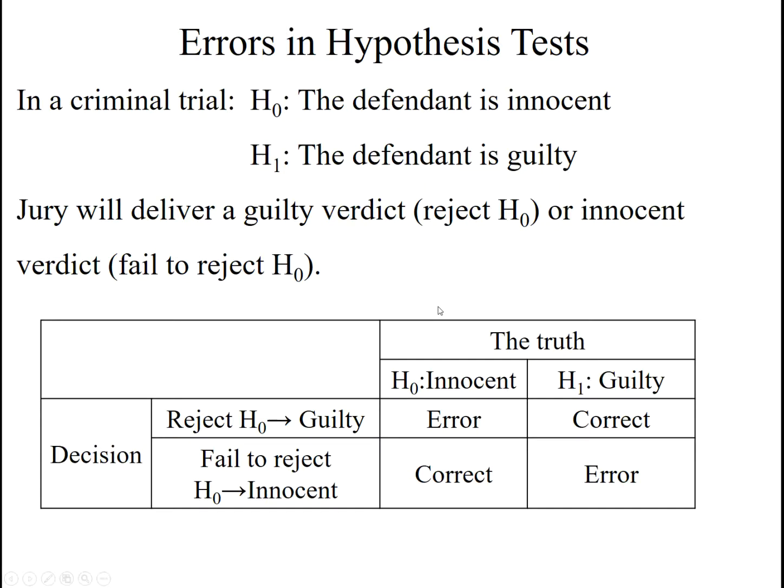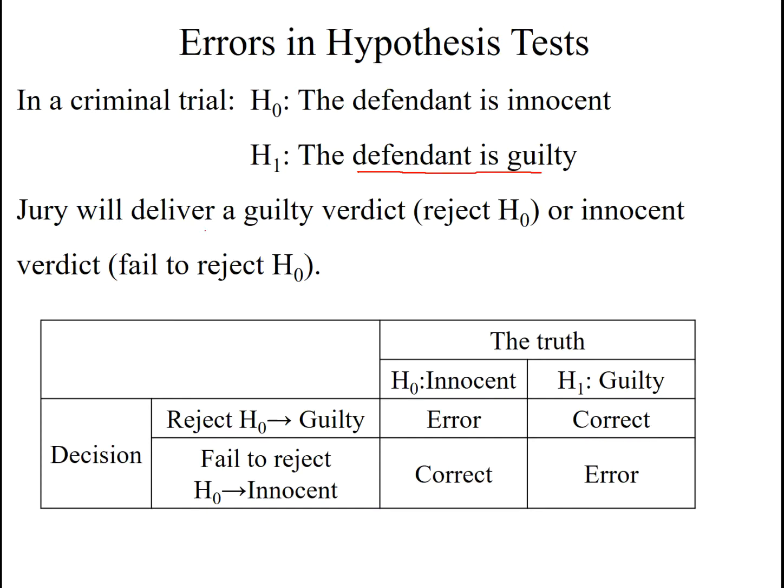Let's introduce two types of errors in hypothesis test. In a criminal trial, the defendant is either innocent or guilty. Usually you don't prosecute people unless you believe they are guilty, right? So H1 oftentimes contains what you want to prove. Therefore, we put "defendant is guilty" in H1, something the prosecutor wants to prove. Now H0 is the defendant is innocent.